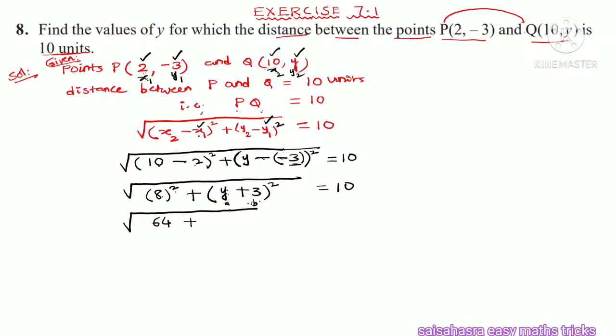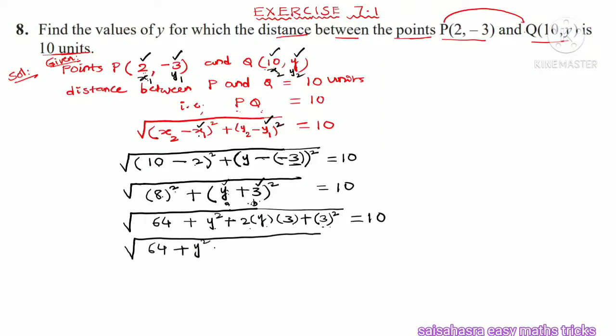So we can write a square. A value is y, so y square, plus 2 into a into b. A value is y, b value is 3, plus b square. B value is 3, so 3 square we have to write. So the formula a square plus 2ab plus b square, equal to 10. Next simplification we will do. 64 plus y square as it is, plus 2 into 3 is 6 into y, that is 6y, plus 3 square means 3 into 3, that is 9, equal to 10.